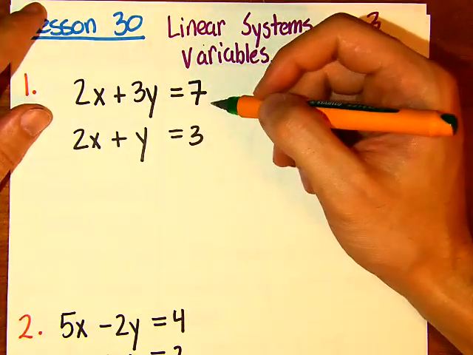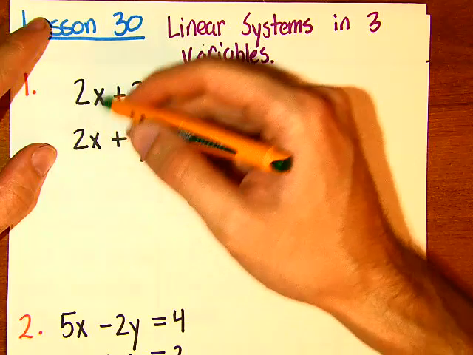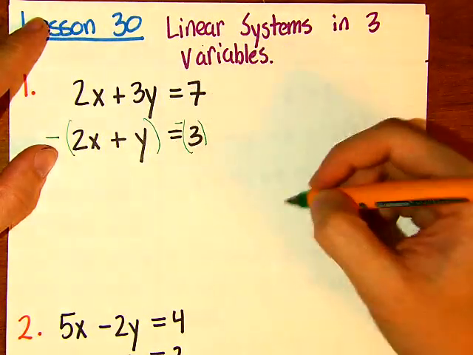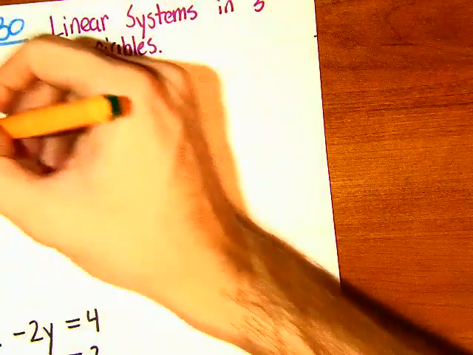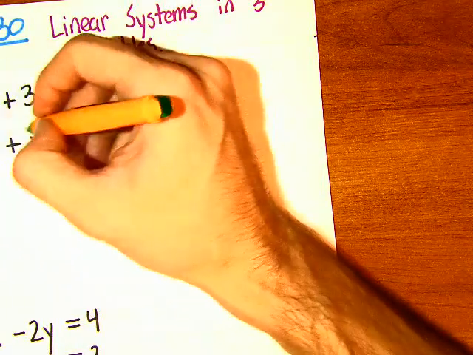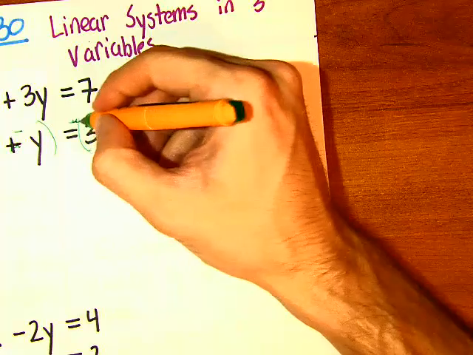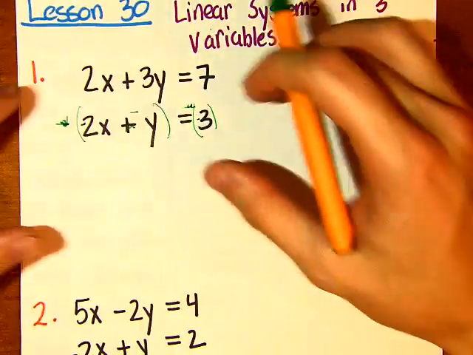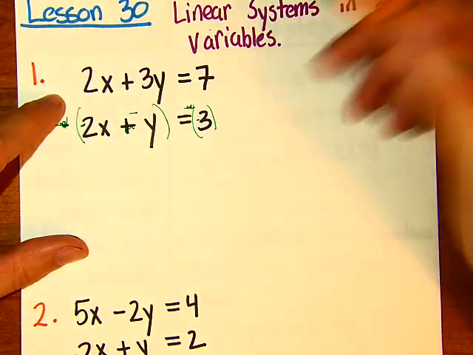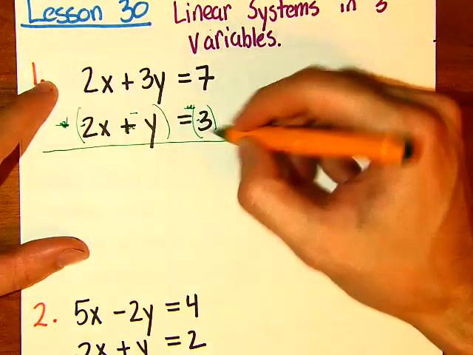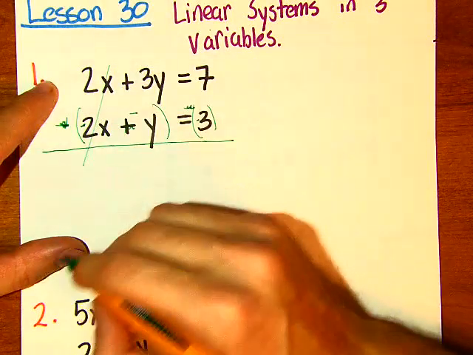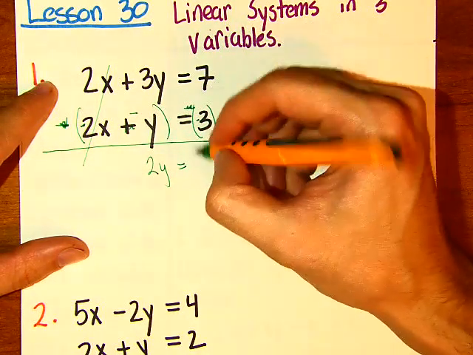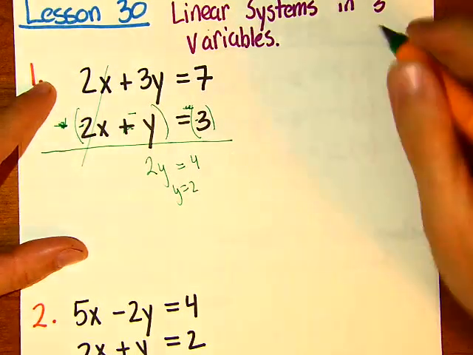The second you see this, I would think let's get rid of the x. Just do minus here and minus here, right? So then this becomes a minus 2x, a minus y, and a minus 3. I don't know how you guys learned this, but everyone has their own way of doing these systems. So 2x minus 2x, this cancels. So now you get 2y is equal to 7 minus 3 is 4, y is equal to 2.